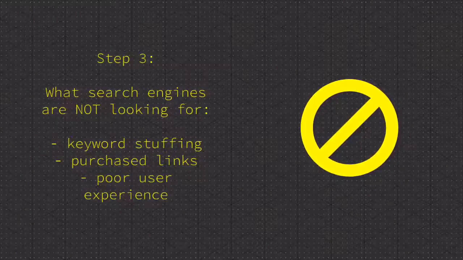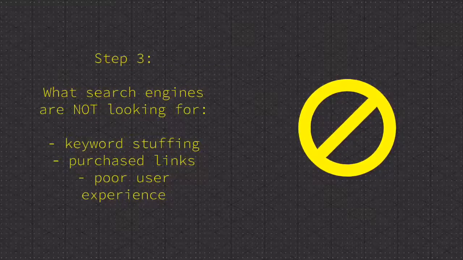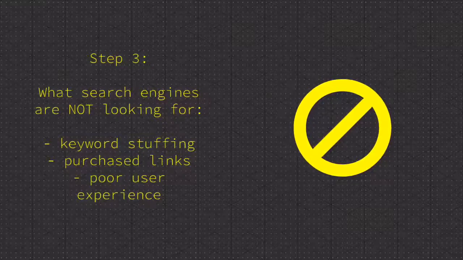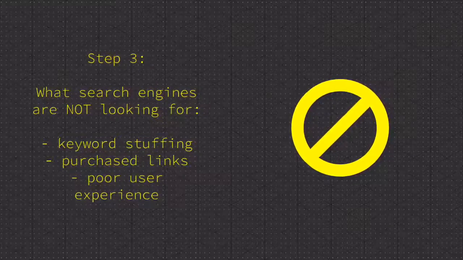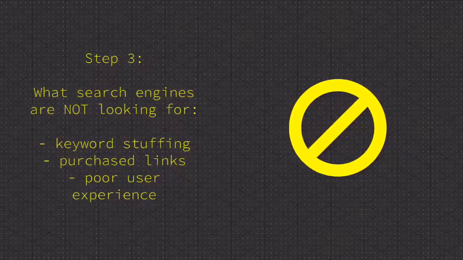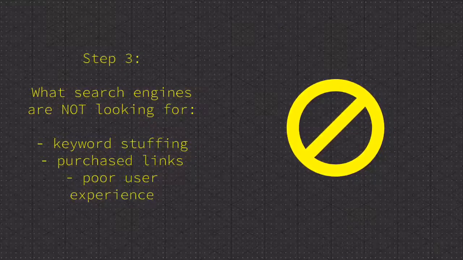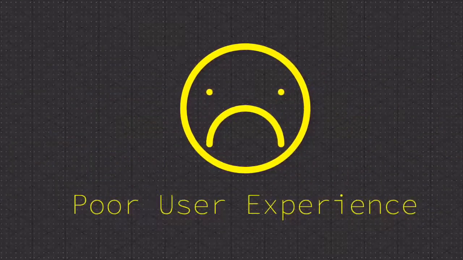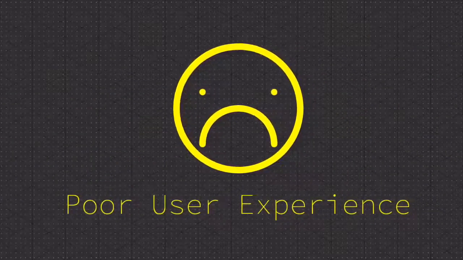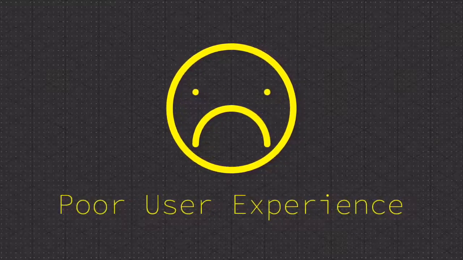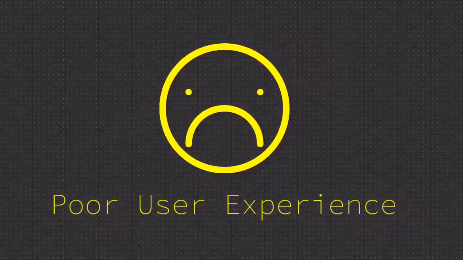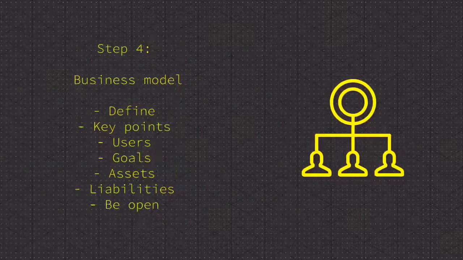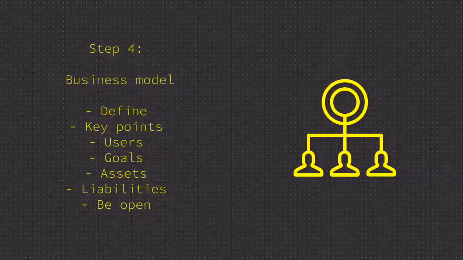Step 3. A couple of things that search engines are not looking for. Keyword stuffing. Using too many keywords. This can overexhaust a search engine. Purchase links. Buying or exchanging money for links can always turn into a sticky situation and should be avoided at all costs. The most important thing that search engines are not looking for is poor user experience. If it isn't easy to get around your website, what's the point in the first place? We certainly do not want to confuse people.